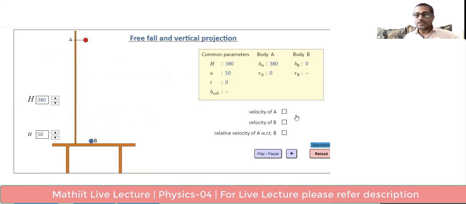Did I show you this on the first day? Simultaneous free fall and vertical projection? So you said that you will be explaining this. Okay, I said that we will be doing this later. Is it?